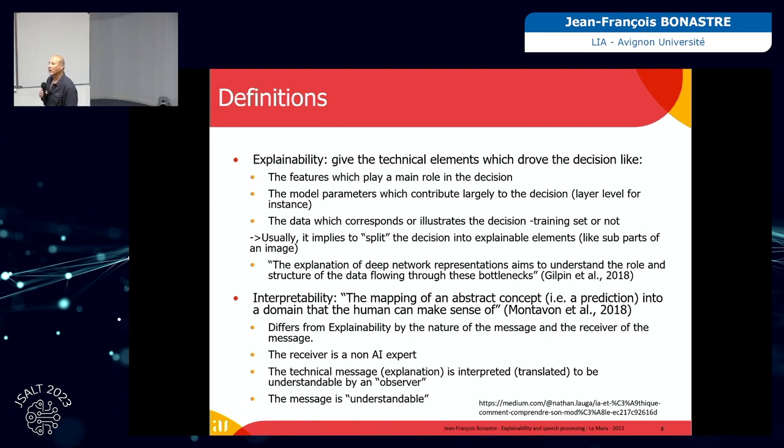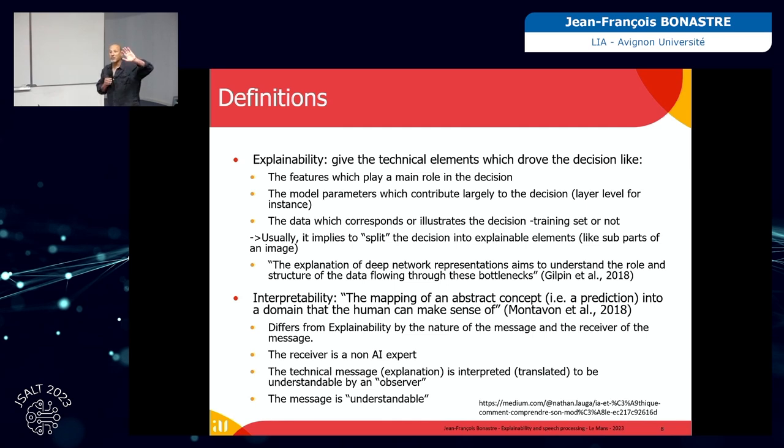Interpretability is something a little bit different. Interpretability is how to explain the system decision to the user, so to someone who is not an expert of AI. Of course, this person could be an expert of her or his area. We will have some examples about justice just after, and the expert in this case is a judge. For a judge, you will not say, okay, the third layer of the network had a problem. Even if it's true, it will not help the judge to understand why the system took a decision in this case.